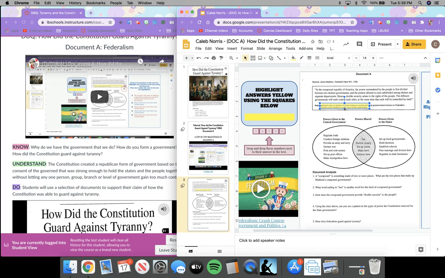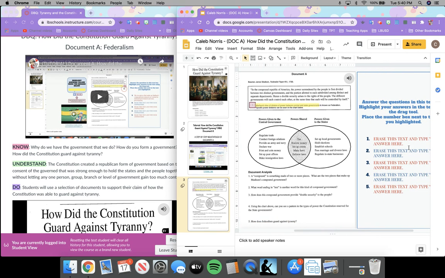That power is divided between the central and state governments. Okay, so here I have my answer for number 1 highlighted with my annotation square, and then I'm going to click and drag the number 1 right next to it. Okay, and then I'm going to type my answer on the right hand side where it says erase this text here.